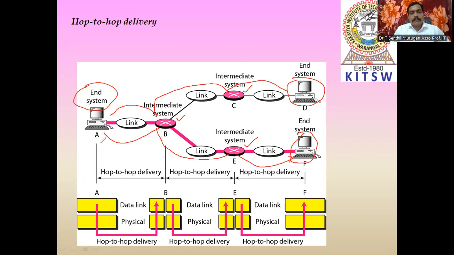The responsibility of the data link layer is hop to hop. A to B is the responsibility of this link; this data link layer controls only A to B. The second data link layer is responsible for B to E, then E to F, like that. The data link layer is not responsible for A to F, only for hop to hop. So don't forget, hop to hop delivery is done in the data link layer. Clear?